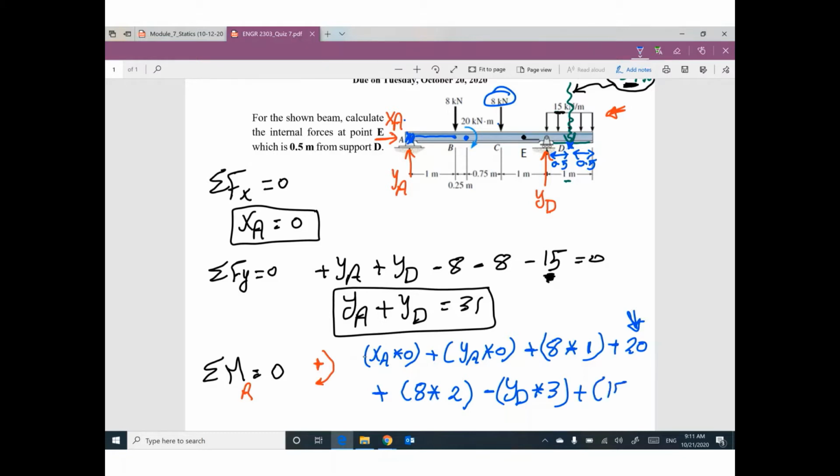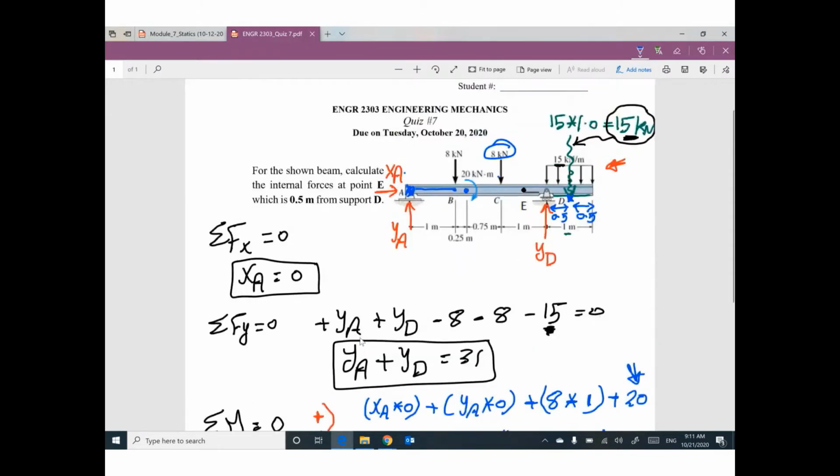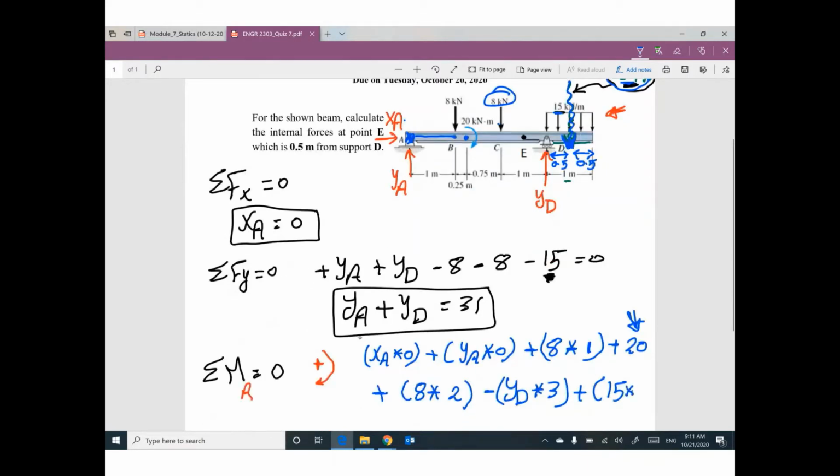My question is, which 15 are you talking about? This value or this value? No, I'm talking about this value, the equivalent load, this one. 15 times what distance? The distance between this location and A. 3.5. It's not 4. 3.5. You are done? Yes. Okay.